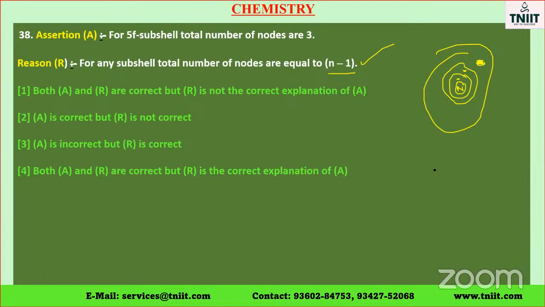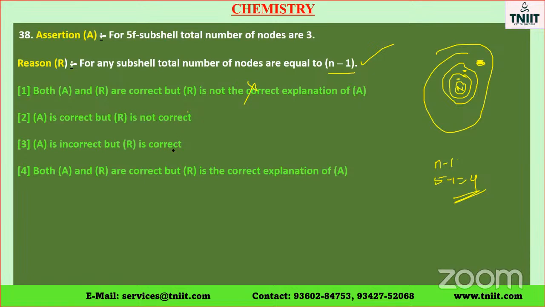So it will be n minus 1. That is 5 minus 1. That will be equal to 4. So the answers, both A and R are correct, but R is not the correct explanation. R is the correct explanation, so it's wrong. It's wrong. A is correct, but R is not.